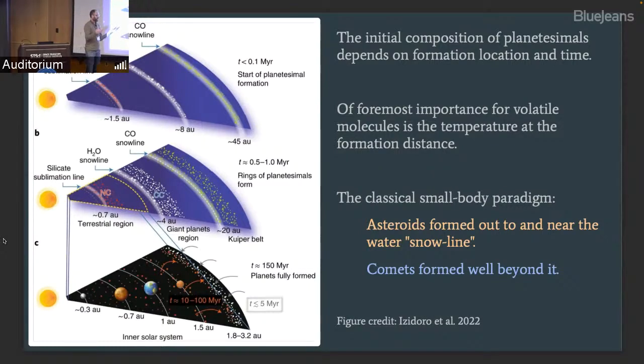However, comets are objects that have formed well beyond that, and we need that so that they can accrete carbon dioxide, carbon monoxide, all these other more volatile molecules.